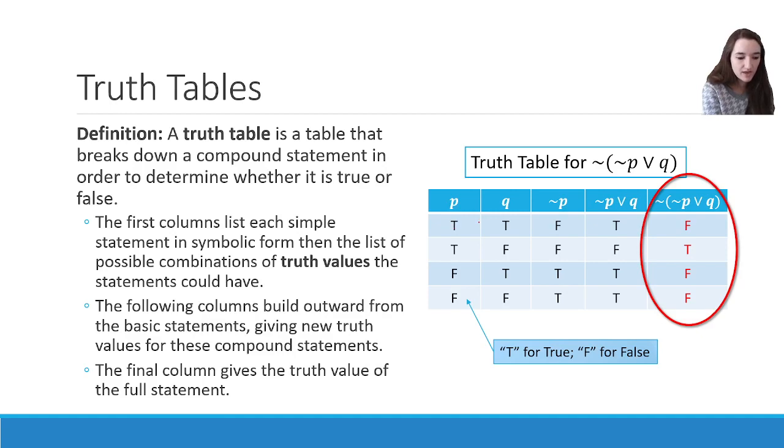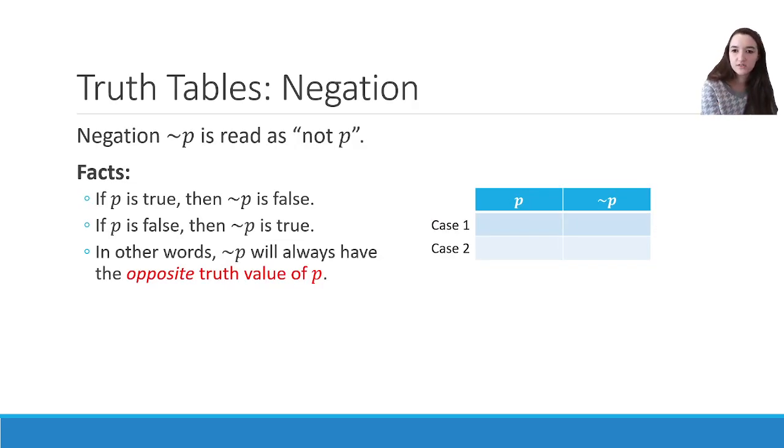So we could say, depending on the original simple statements that are true, yes, if P was true and Q was true, then our whole statement had to have been false. Something like that. That's how we would read this. Okay, so let's break this down into its smaller parts.